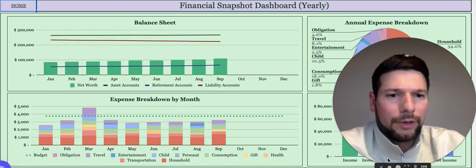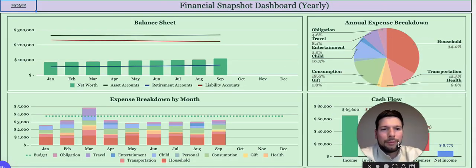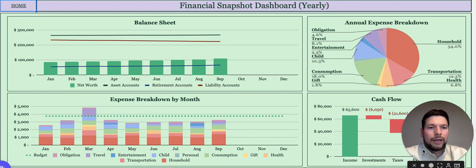So the whole point of this tool is to give you one page where you can get a quick idea of how you're performing. I don't want to go through a bunch of fine details and a bunch of different dashboards. This gives you one page where you can see most of the important information.